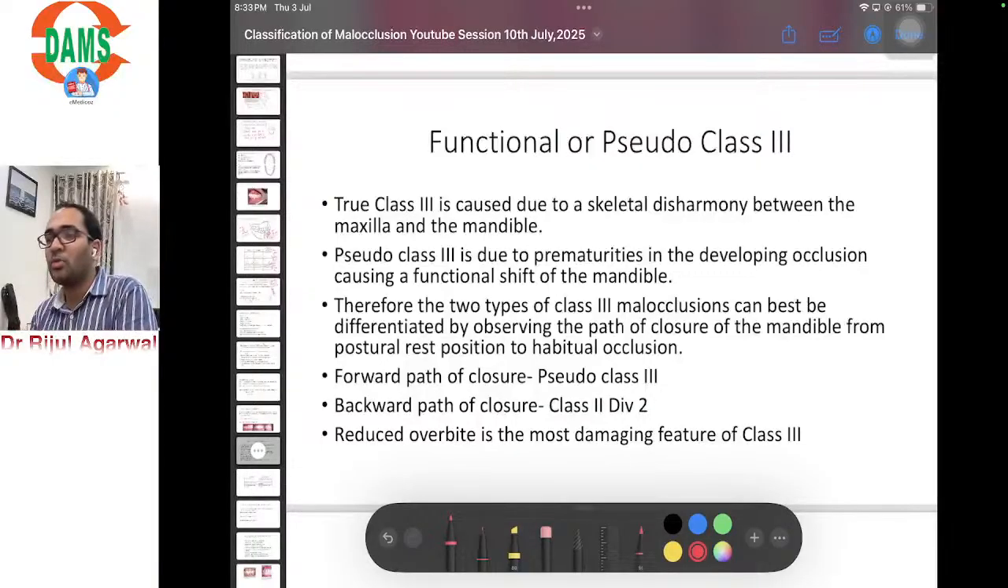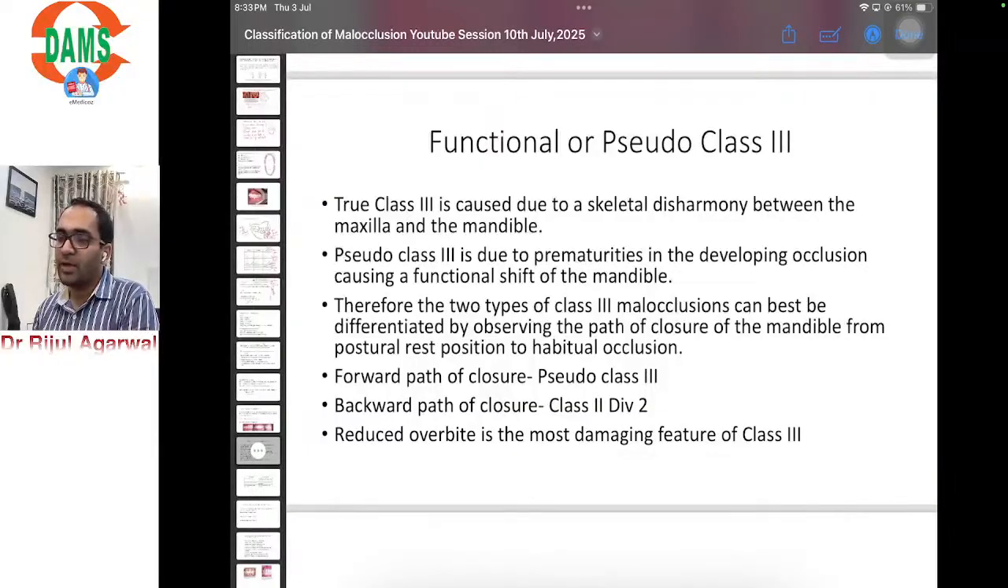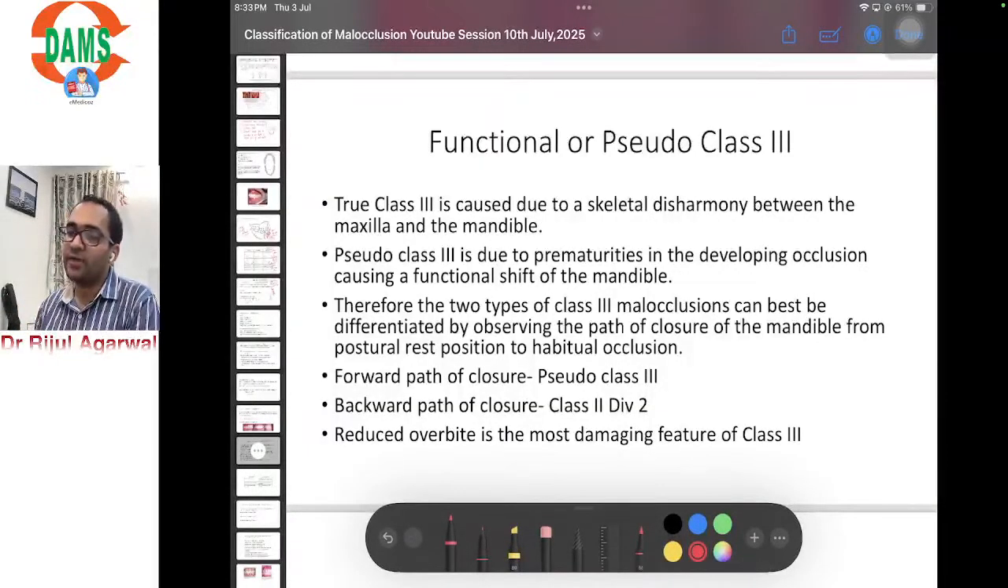Because of the functional problem, the lower jaw is shifting forward. Therefore, in this case you don't have to go for a surgical option or functional correction or myofunctional therapy. Here you just need to remove the occlusal interference and the jaw goes back to its normal centric relation position. So how do you differentiate them clinically? In the clinical scenario, you will ask the patient to slowly close the lower jaw, observing the path of closure of the mandible from rest position to habitual occlusion. If the patient tends to glide his mandible forward, it is pseudo class 3.